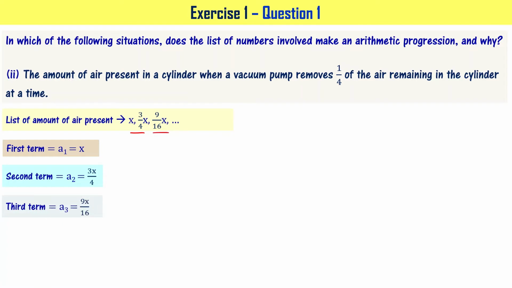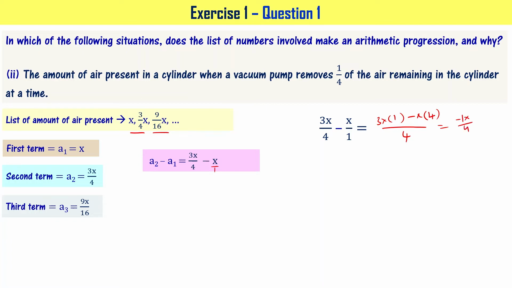Now let's find the difference between pairs of terms. So A2 minus A1 is 3X by 4 minus X, right? Let's simplify this. I can write minus X as minus X by 1, right? Now 4 is going to be the denominator. Then 3X times 1 minus X times 4 is 3X minus 4X, that is minus 1X divided by 4. Let's write that. Minus X by 4 is the difference between the second and first term, right?